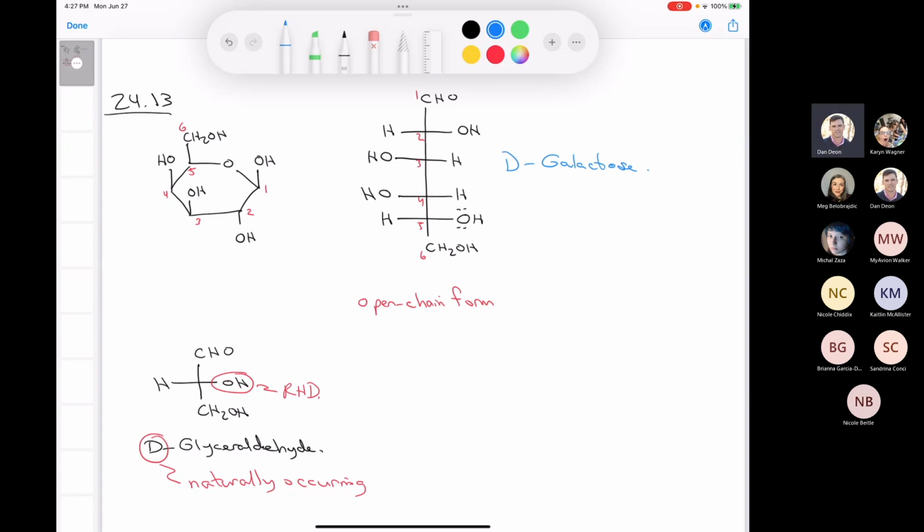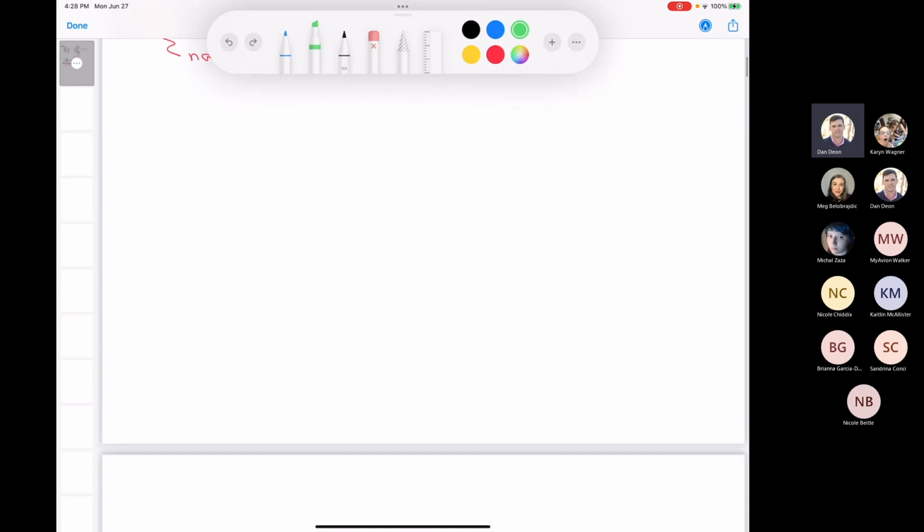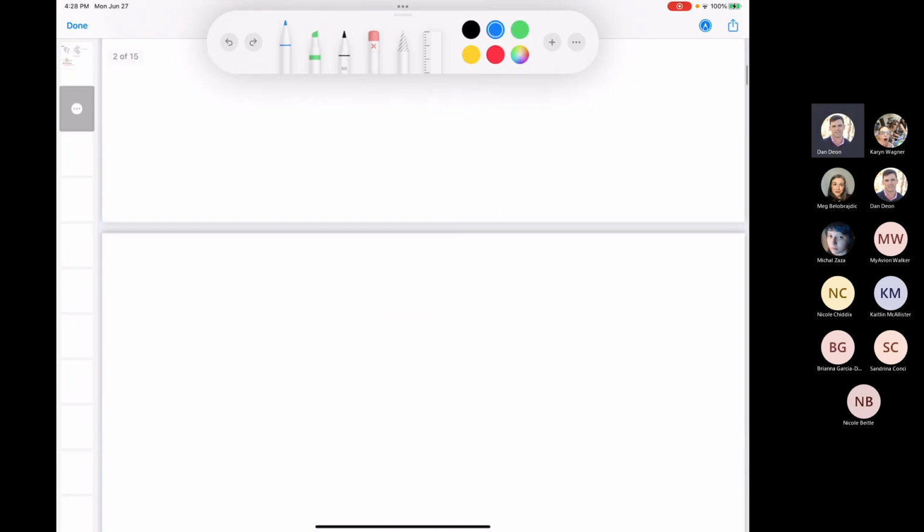Now, this isn't a question from the book, but what I want to do is take another sugar and show you how to go quickly from the open chain form to the pyranose form and the chair form. Let me show you very quickly how to do that. It doesn't take long at all. Let's pick D-gulose.